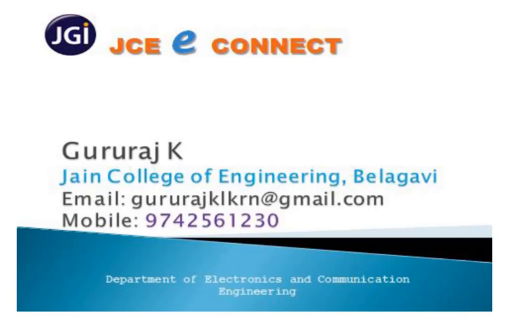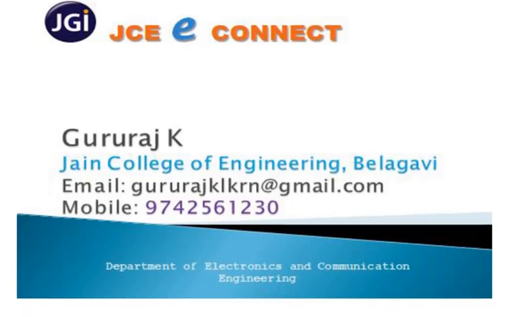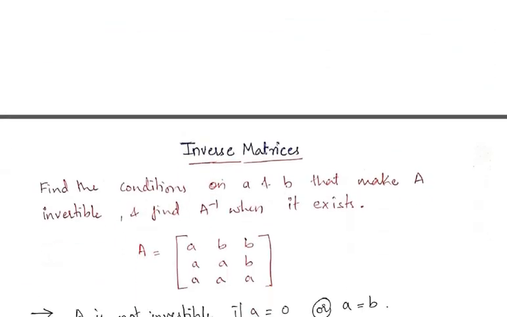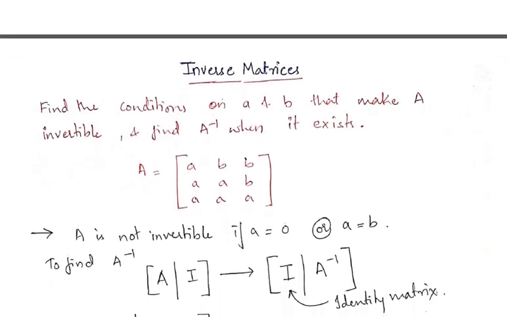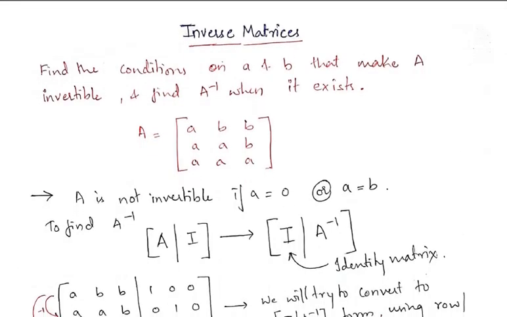We will move on to more operations on matrices. Okay, today we will be dealing with the inverse of the matrix. Here we have the question. Find the conditions on a and b that make A invertible and find A inverse when it exists. Okay.